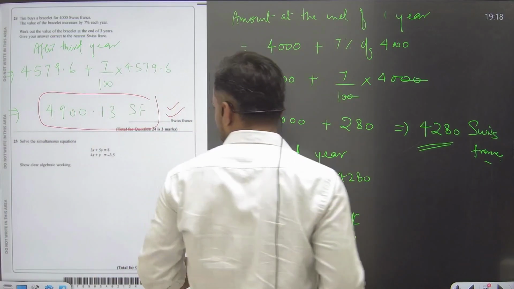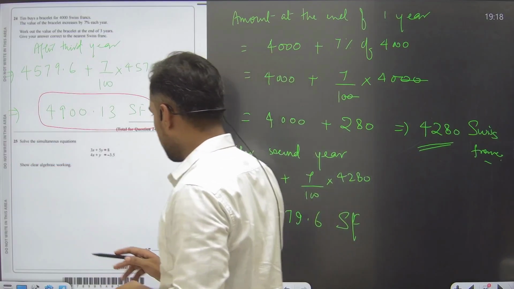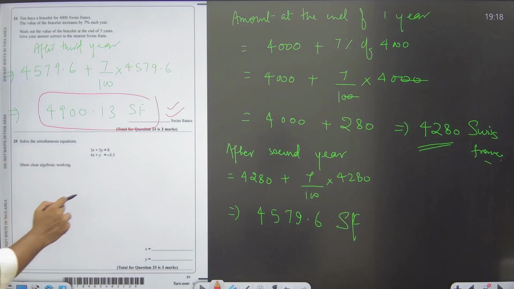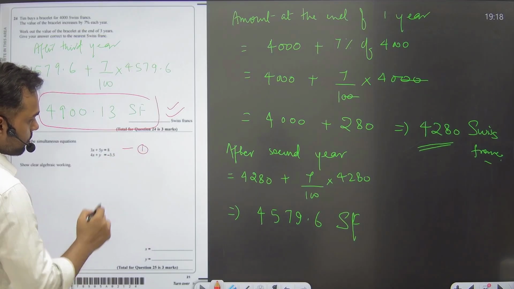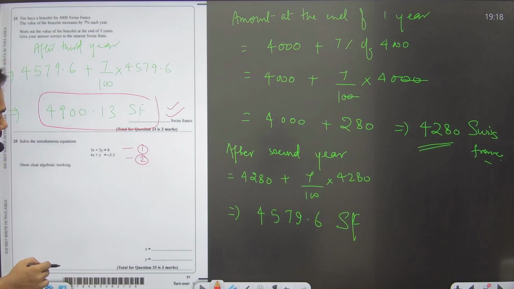Now see, solve the simultaneous equations, show clear algebraic working. 3x plus 5y equals 8. Let's suppose this as the first equation. The second equation is 4x plus y equals negative 3.5.